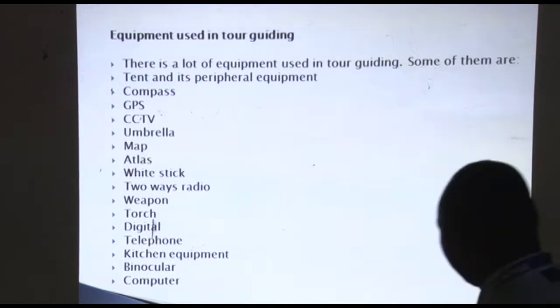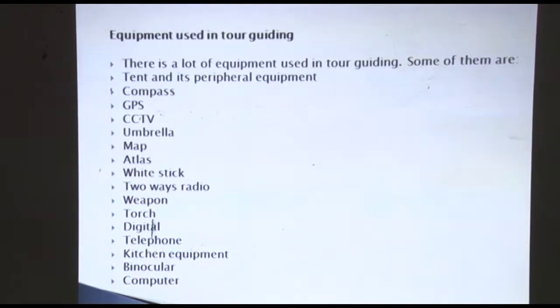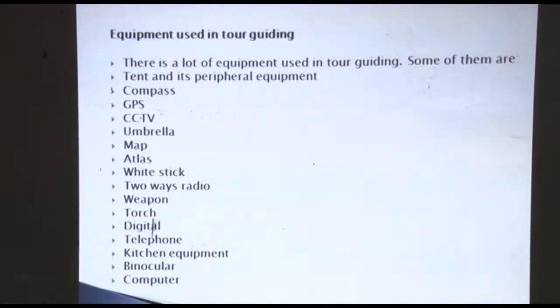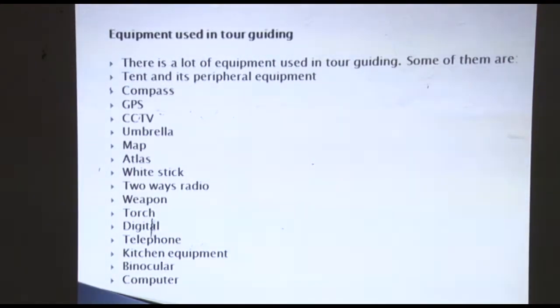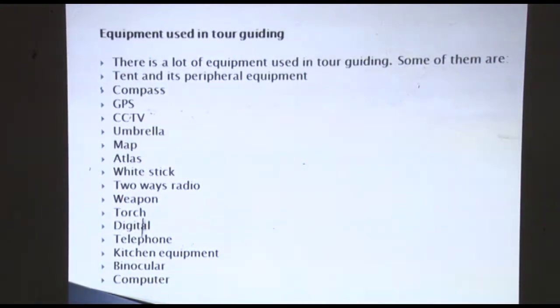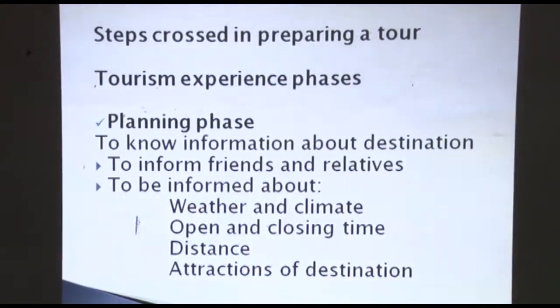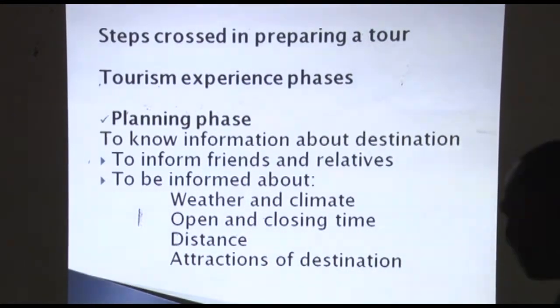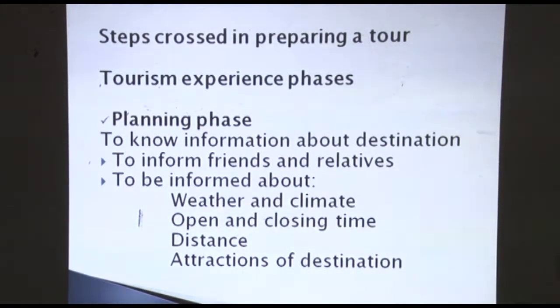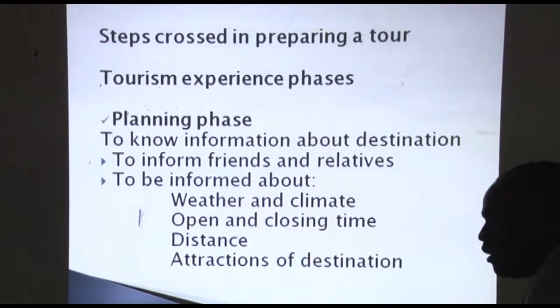Kitchen equipment, you can use when you have accommodation. You can use binoculars in order to see animals or attractions which are at a long distance. You can use a computer in order to record all data from tourists. So in tour guiding activities, we have different steps of preparing a tour. The first step is the planning phase.